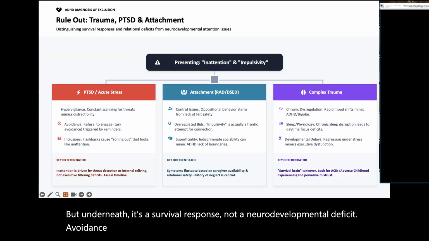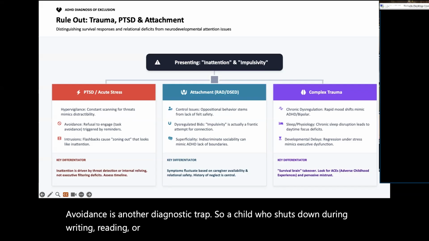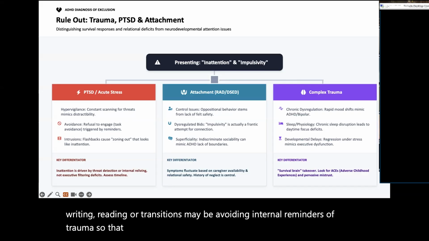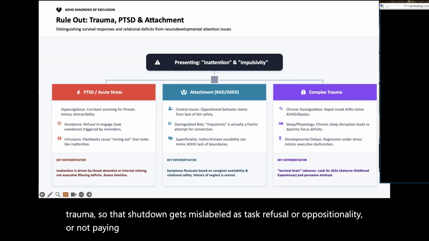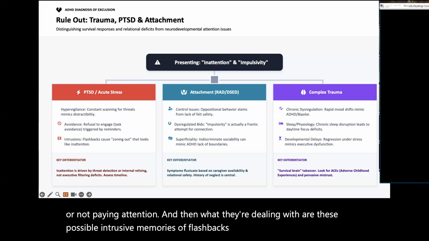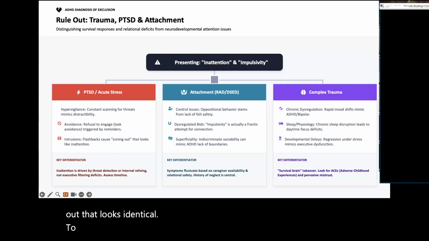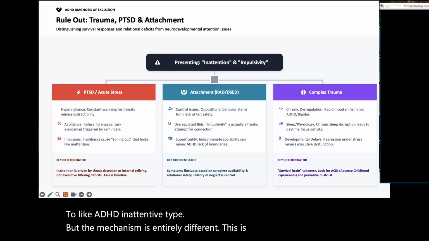Avoidance is another diagnostic trap. A child who shuts down during writing, reading, or transitions may be avoiding internal reminders of trauma. That shutdown gets mislabeled as task refusal or oppositionality or not paying attention. And then what they're dealing with are possible intrusive memories or flashbacks causing staring spells or zoning out that looks identical to ADHD inattentive type. But the mechanism is entirely different. This is the internal reliving, not the executive dysfunction that's the issue.